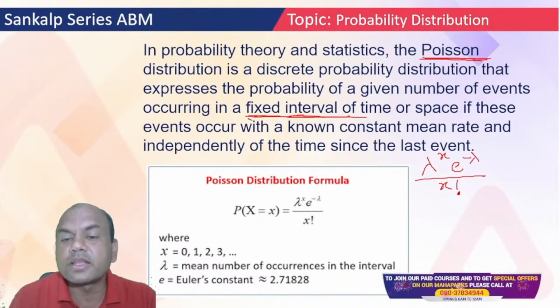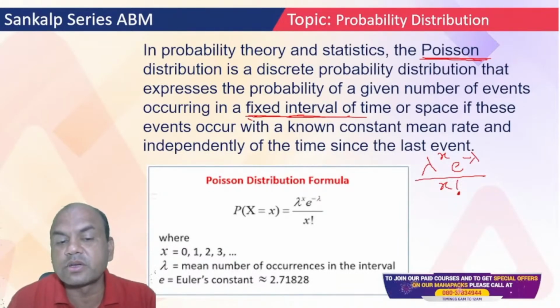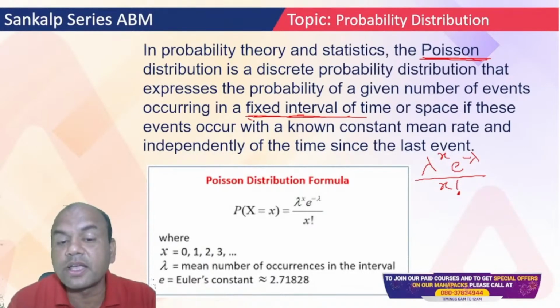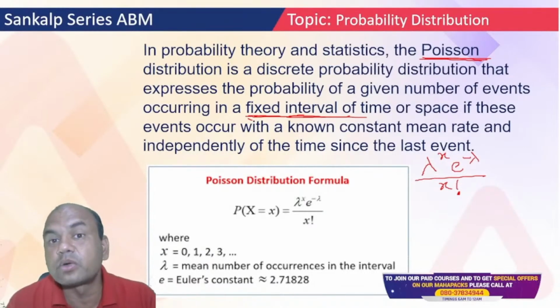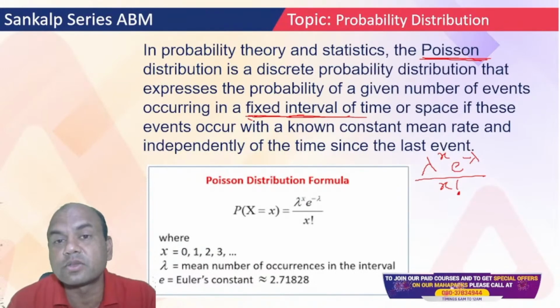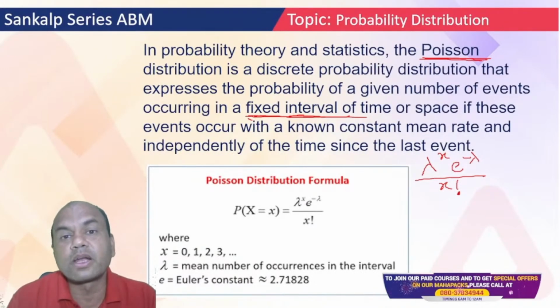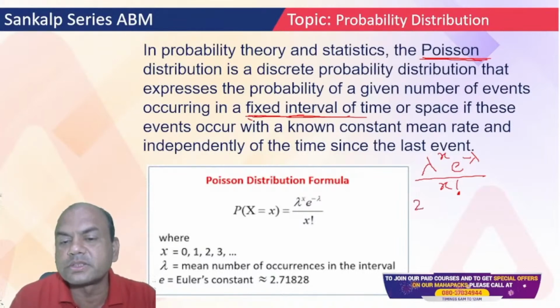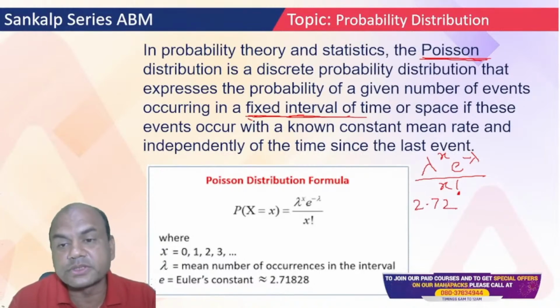Okay, what is x required? X equals 0, 1, 2, 3, whatever is required. Lambda is a constant thing happening constantly. Every 2 hours, electricity is gone. Per day, 2 hours, electricity is not there. So that is a constant thing. And e is known as Euler's constant. It is roughly 2.72. 2.718 is a big number, but you can consider it 2.72, simple. Okay, so this is Poisson.